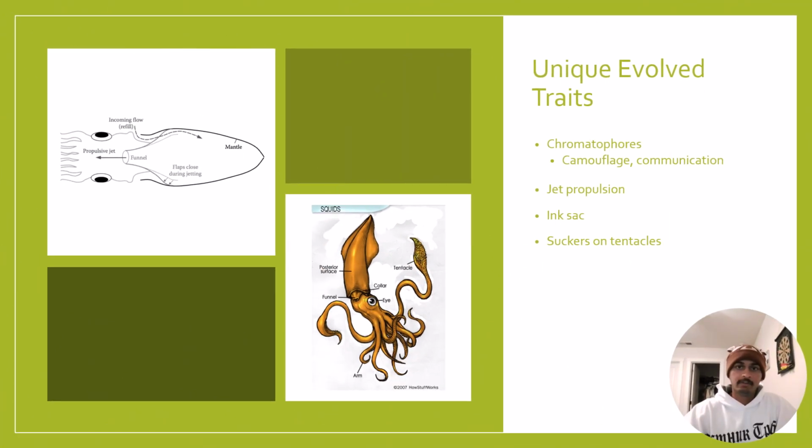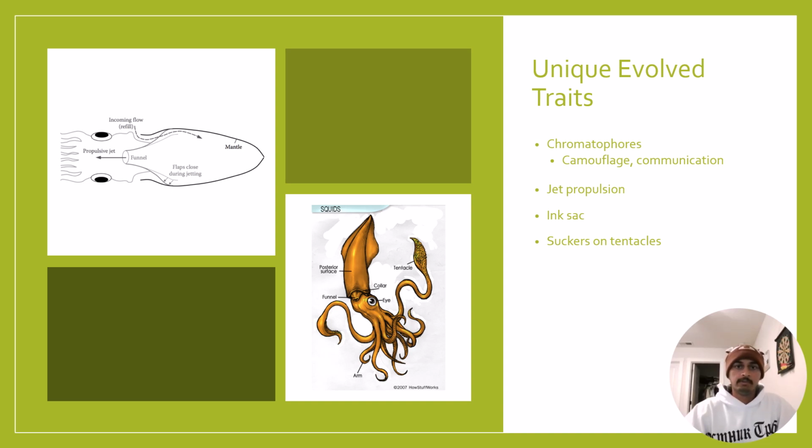So, squids have a lot of interesting evolutionary traits. First, we have chromatophores, which are basically pigment sacs in their skin that can contract, effectively changing the squid's skin color so that it may camouflage with the environment. Squids can even use the color changes to signal to other squids about mating or dangers or nearby predators.